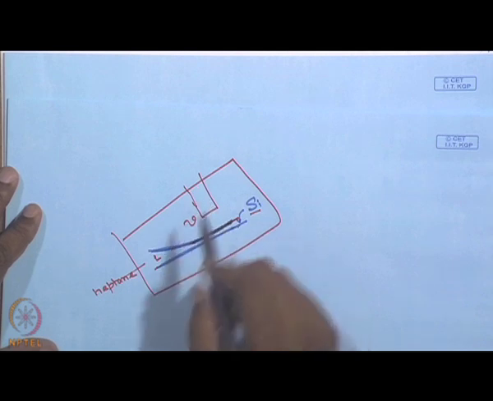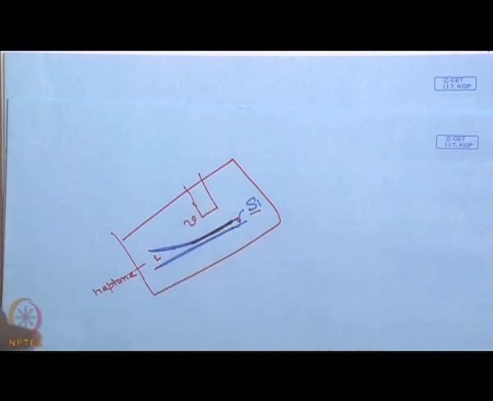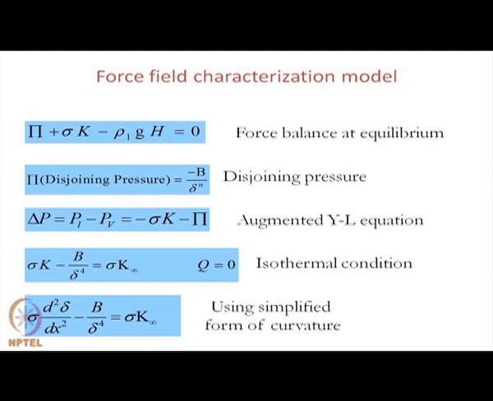So, we will talk about the optical method later, but if you look at the first equation, it is the force balance at equilibrium, which simply says that if everything is at equilibrium, that means the pressure is the same everywhere. So, if the pressure is the same, then the sum of the disjoining pressure, the capillary pressure and the hydrostatic pressure must be equal to 0.